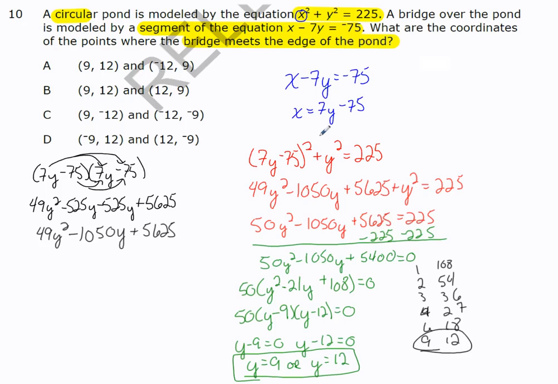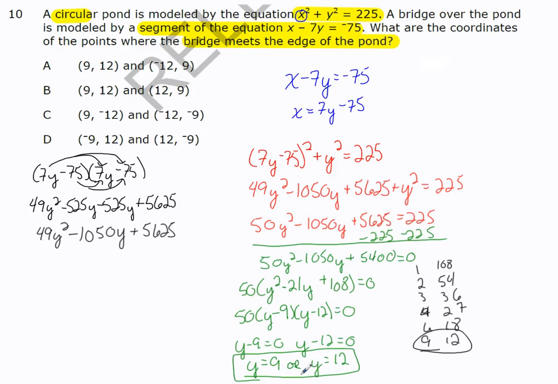All right, now one thing I could have done is I could have stopped right here, because looking at my answers, there's only one answer choice that has positive 9 and positive 12. Well, actually no, there's two. My bad. So I would have to plug them in and see. I would have to plug in the 9 to see. So let's go ahead and do that anyway.